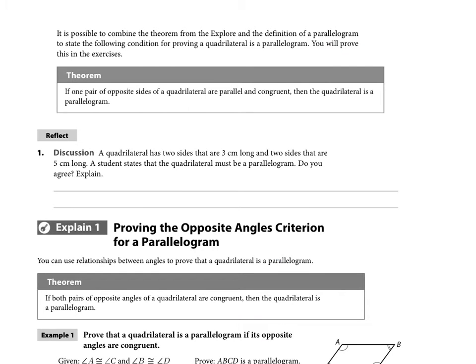If we go to the next page under Explain 1 here, we're going to be using the opposite angles criterion to figure out that a parallelogram is in fact a parallelogram. So again, to begin with, we only know about the angles, okay? So let's move this around a little bit.